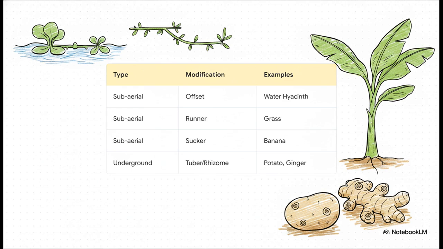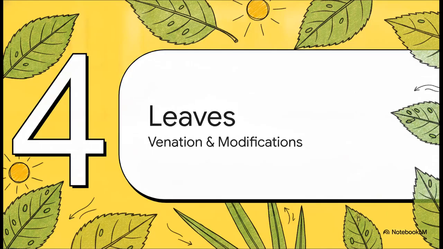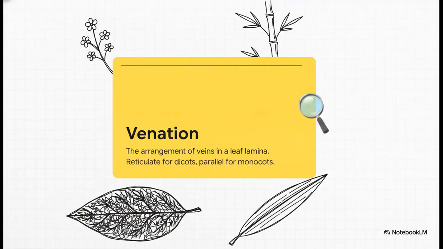You've got the offset in aquatic water hyacinths, runners spreading through your grass, or suckers shooting up diagonally in banana plants. Moving further up the plant, let's get into Section 4, leaves, venation, and modifications. Let's focus on the surface of a leaf blade, or the lamina.